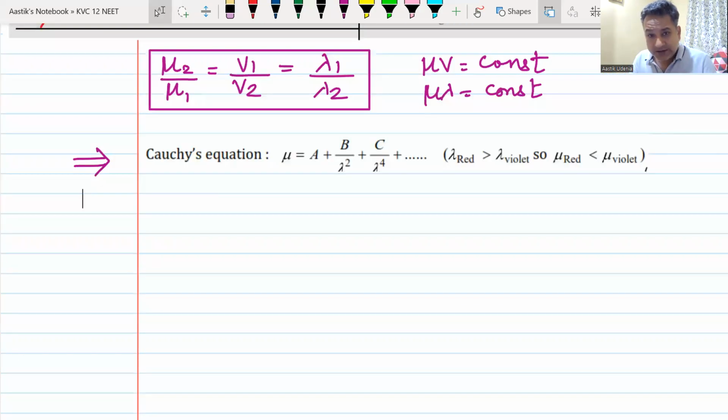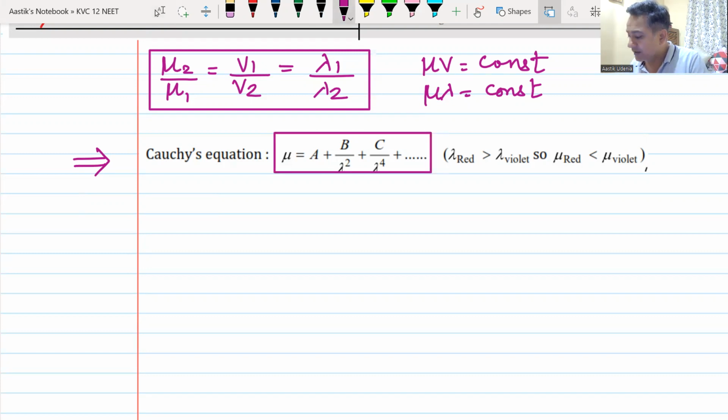Then this is what you will write, and this is important. Not the Cauchy's equation. It is not in your course. What is in your course is that you understand this. Now remember, do you know white light is a combination of 7 different colors? Yes or no? Yes, sir. 7 different colors.